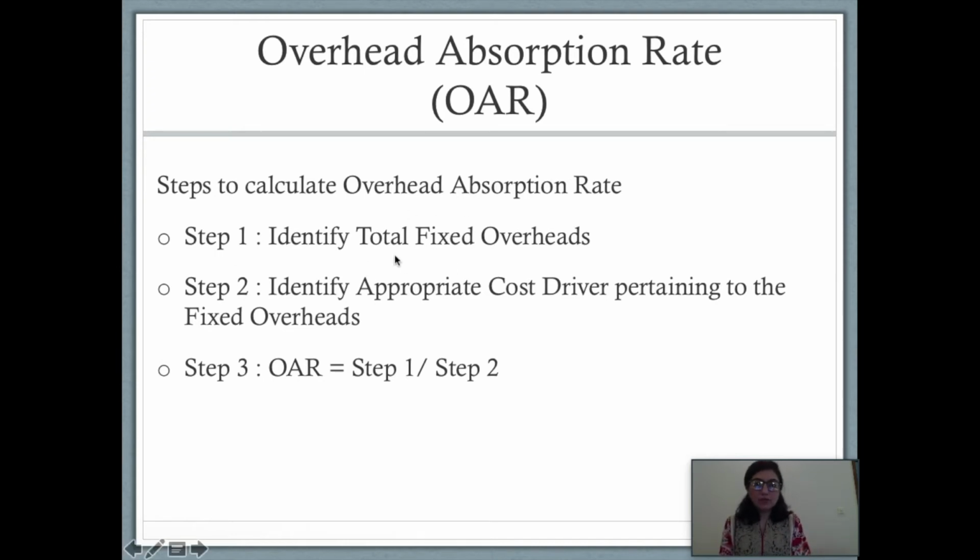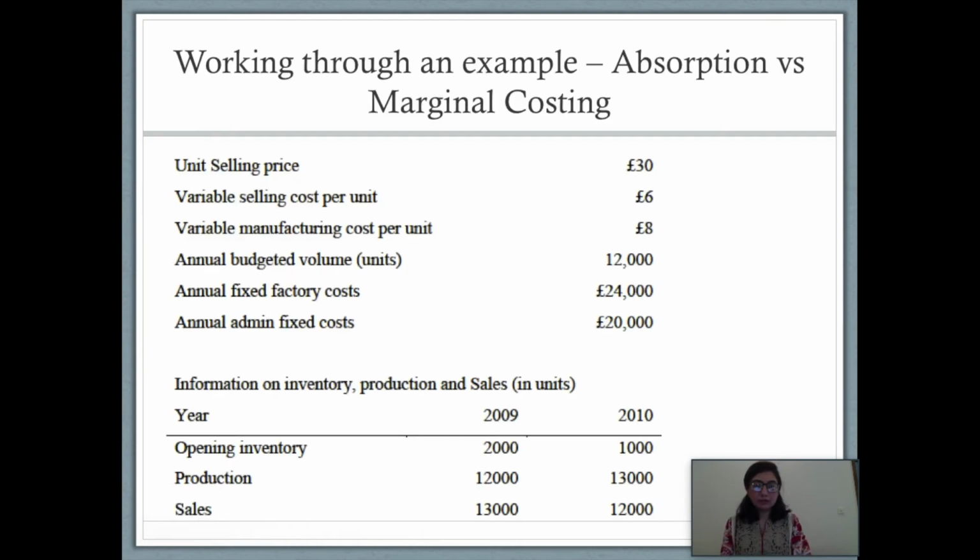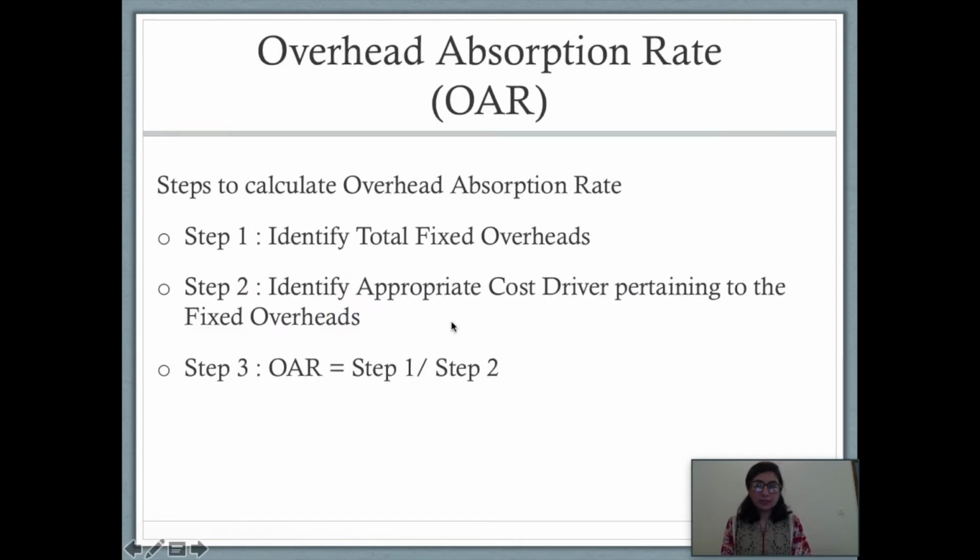Now I've written fixed here. Why? Because my fixed overheads are used in absorption costing, as I stated before. So we are going to identify the total fixed overheads first, calculate its cost, and the second step is to identify the appropriate cost driver which pertains to those fixed overheads.